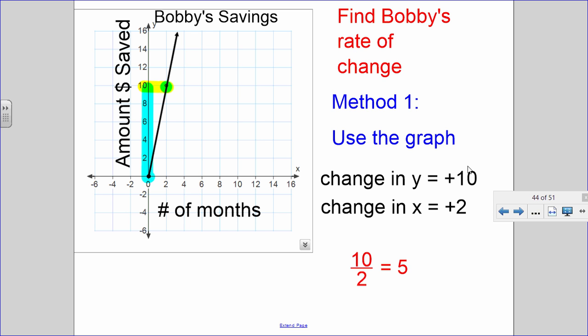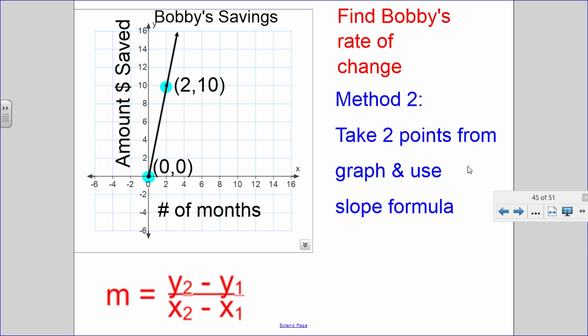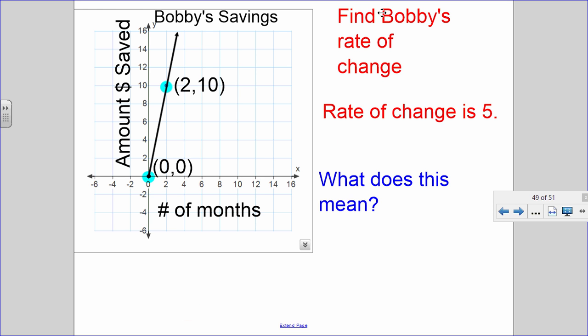So 10 divided by 2 is 5. Guess what my rate of change is? 5. The other method is I could take 2 points, and I like these 2 points because they're nice and easy. This is (2, 10). This is (0, 0). Plug it into this formula down here. 10 minus 0 is on top, that's my y's. 2 minus 0 is my x's. 10 minus 0 is 10. 2 minus 0 is 2. 10 divided by 2 is 5. So no matter what, we know the rate of change is 5.